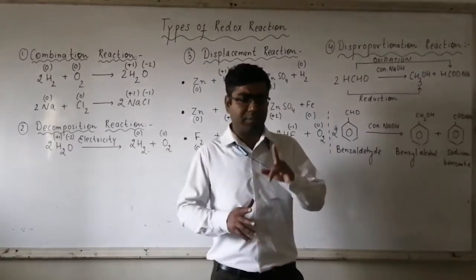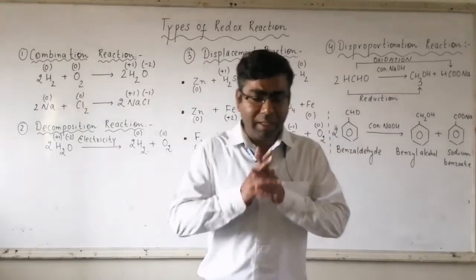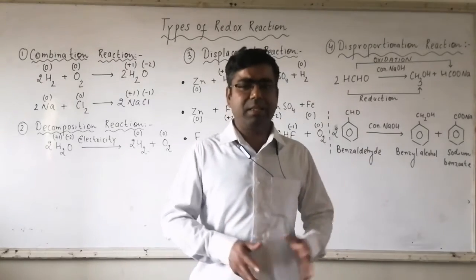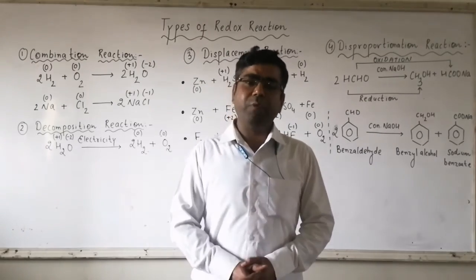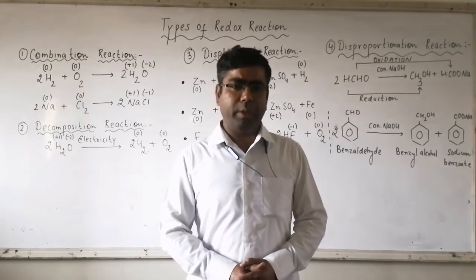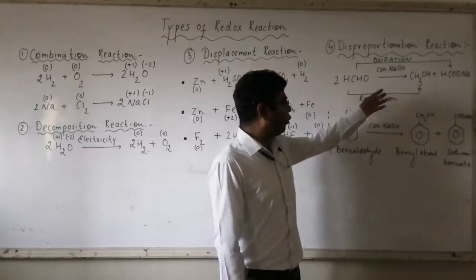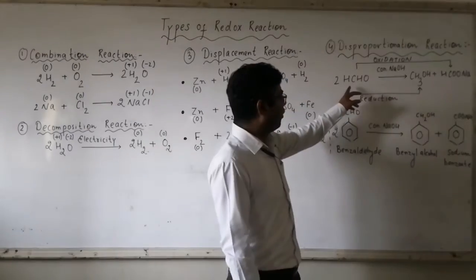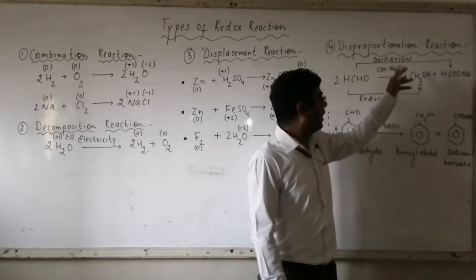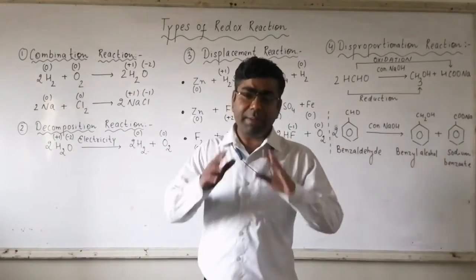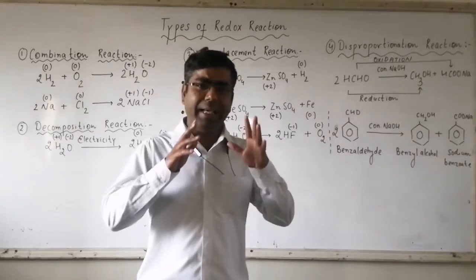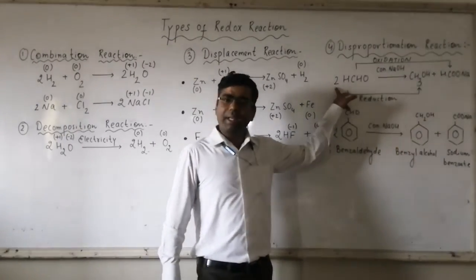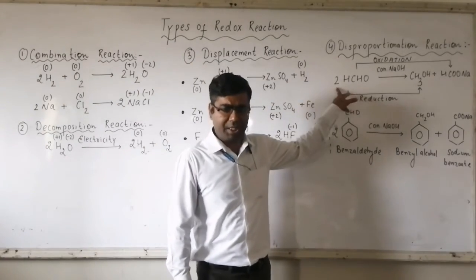We will get alcohol which contains one carbon atom, that is CH3OH, and we will get salt of carboxylic acid which contains one carbon atom, that is HCOONa, which is called sodium formate, or it is called sodium methanoate. So conversion of aldehyde to alcohol is reduction, while conversion of aldehyde to carboxylic acid is called oxidation. So the same substance undergoes reduction as well as oxidation. So it is an example of disproportionation reaction or self-oxidation and reduction reaction.